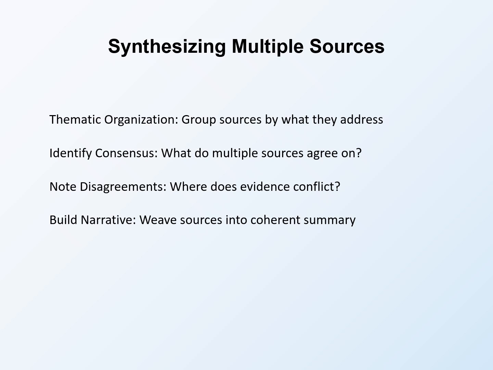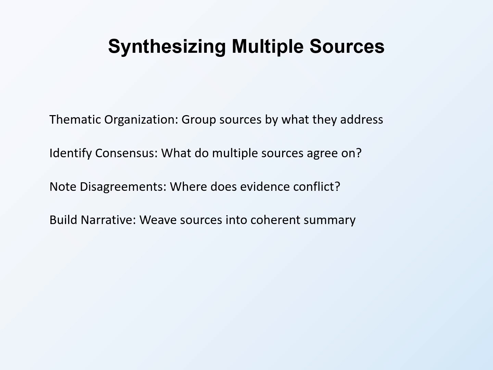Note disagreements in areas where evidence conflicts. Research rarely reaches unanimous conclusions. Acknowledging complexity and conflicting findings demonstrates sophistication and honesty. You might note that while most studies find positive effects, some research has identified conditions under which interventions are less effective.